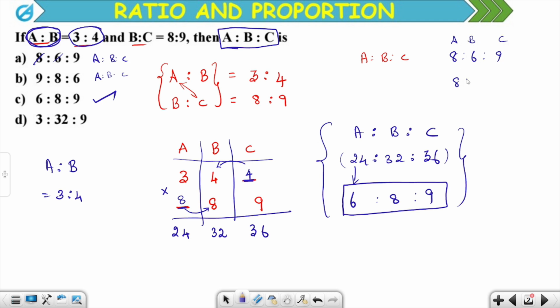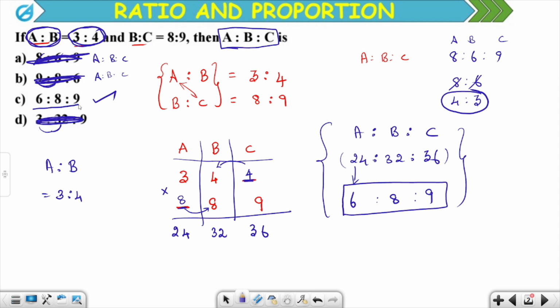If I cancel 8 and 6 by the two table, this is 4 times and this is 3 times. But actually I want 3 is to 4, and what we are getting is 4 is to 3. So the first option is not possible. Next, the second option, 3, 4. But here the ratio is 9 and 8, so this is also not possible. Next is the last option, 3 and 32. But actually what we want is 3 is to 4, so this is also not possible.